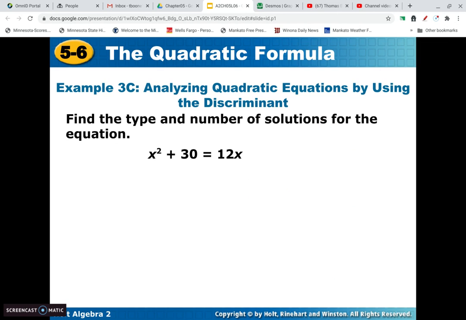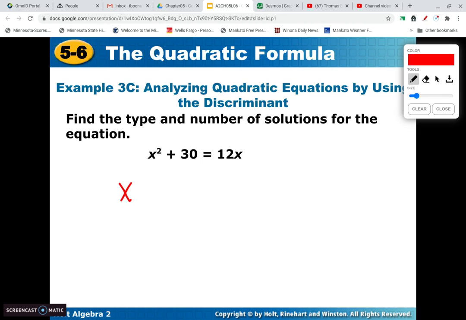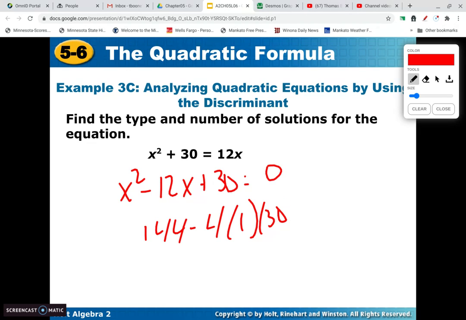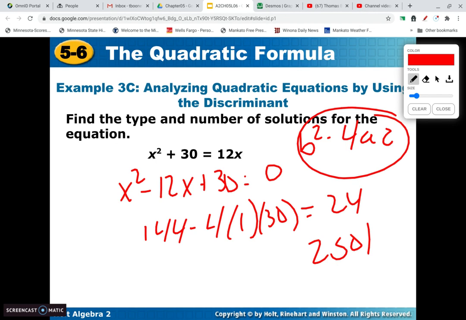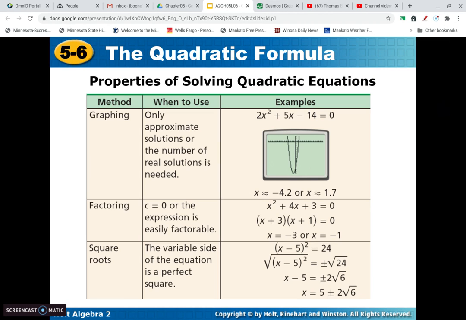All right, and then here's yet another example. Same kind of thing, we're using the same numbers here. X squared minus 12x plus 30. So b squared, 144, minus 4 times a times c. Well, that's going to be 24. So since that's positive, there's actually two solutions. So just by checking that discriminant, again, that's underneath the radical, that b squared minus 4ac part. Remember, if it's positive, there's two solutions. If it's zero, it's one solution. And if it's negative, you have no real solutions, and they're just two imaginary solutions.